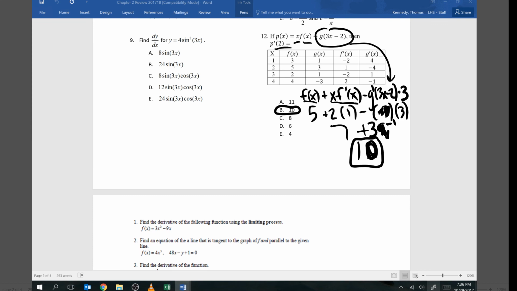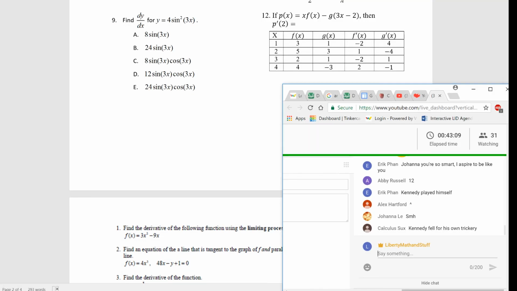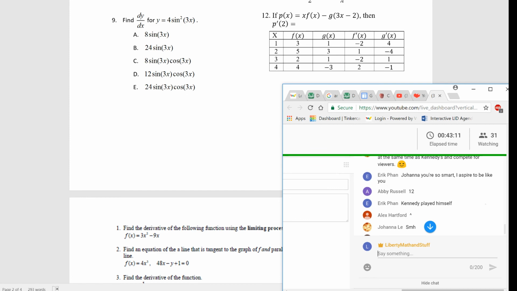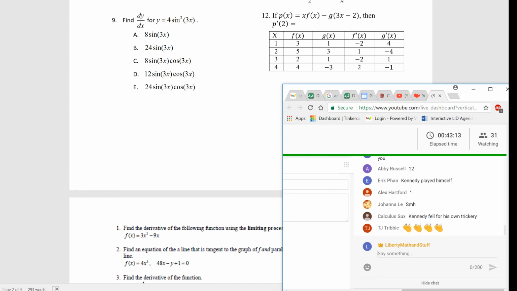Very professional work on my part here. So that's 12 there. And now I'm going to go to the 9 in the second part, which has been a very popular request. Kennedy played himself. Yeah, true.